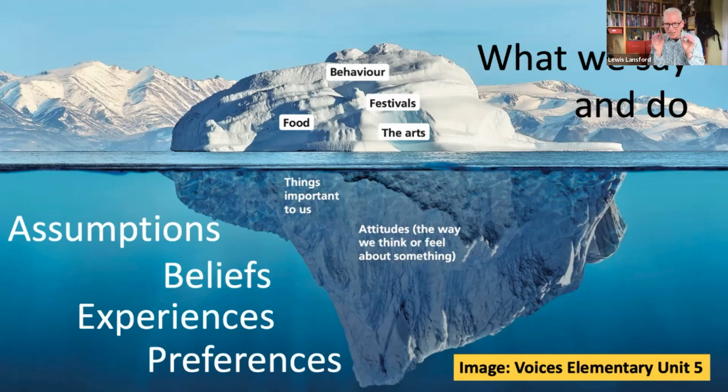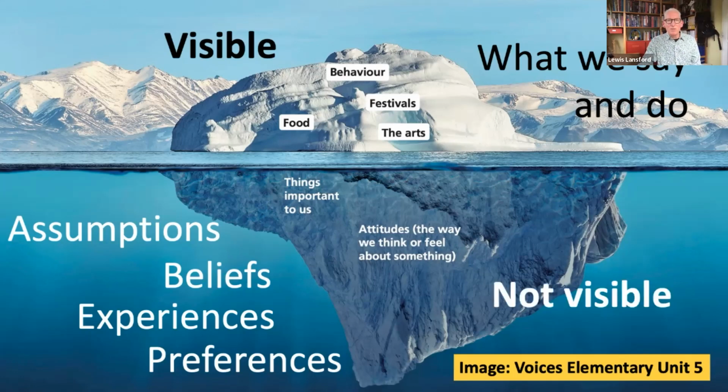And so unless we explicitly say these things, the only way they're expressed is through our behavior. So these are things that are super important to us, but not everyone can see them. And that makes communication kind of a mystery sometimes. Things above the water are visible, things below the water are not visible. So that's the cultural iceberg.